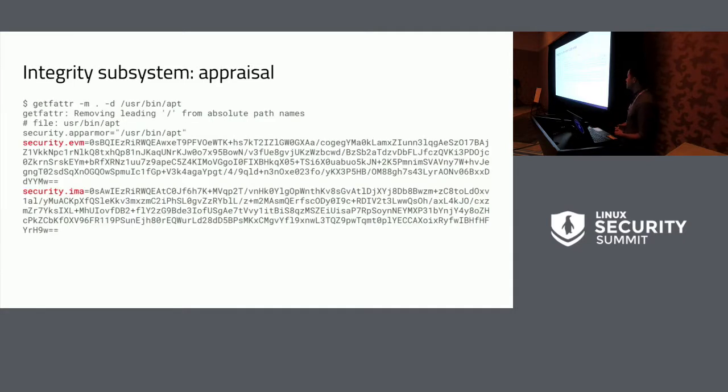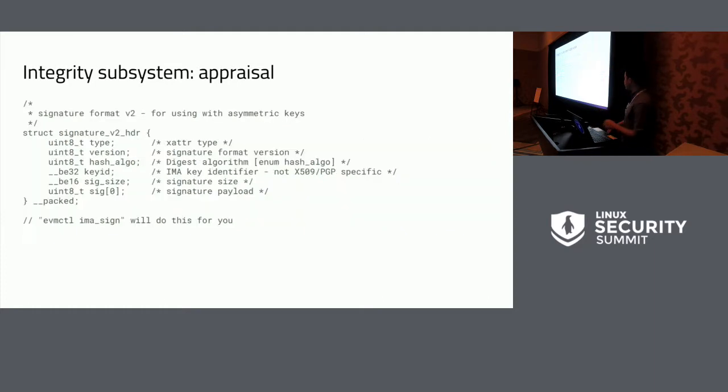What that looks like is that when you look at a particular binary on a Linux system, for us, you might see additional extended attributes. security.evm, security.ima, these are just going to be file signatures. These are going to be signatures over either the file contents or the other extended attributes.